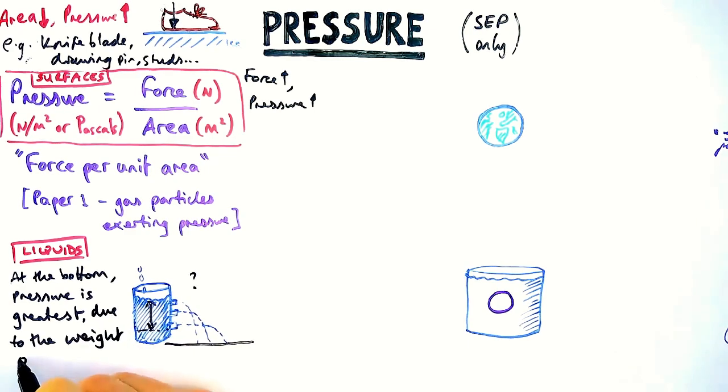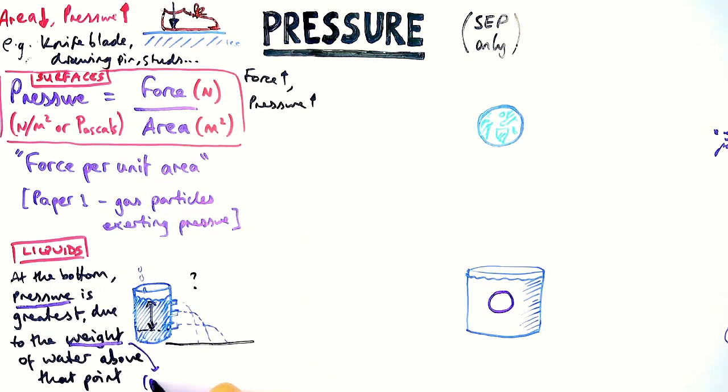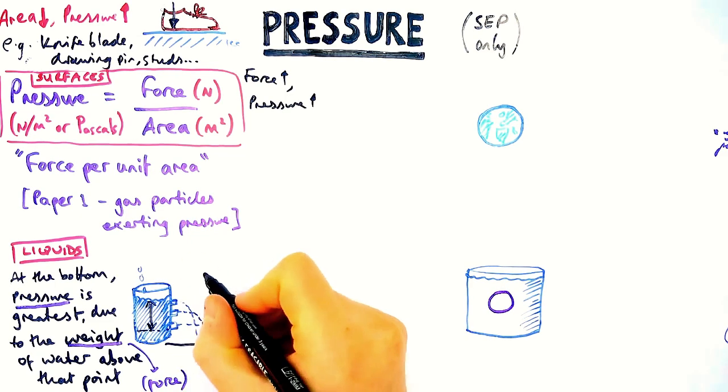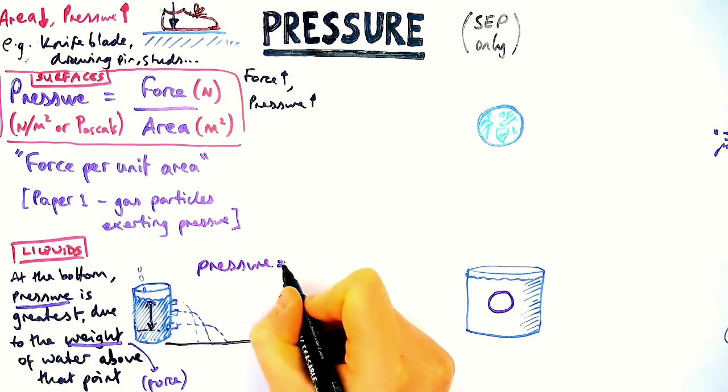Now, the reason the pressure is greatest is due to the weight of water above that point. Now, we should remember that weight of water, weight is a force, and that's in our equation. So that's our little hint there. Weight is a force, so therefore bigger weight, bigger force means a bigger pressure on that point.